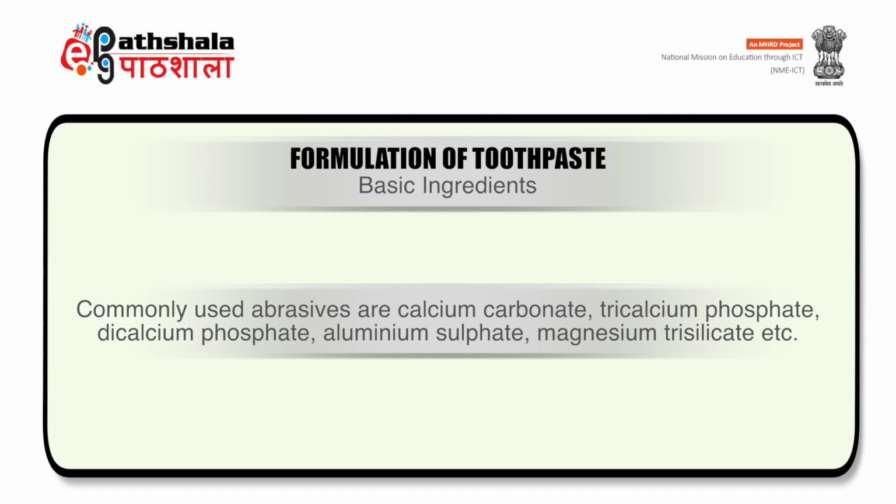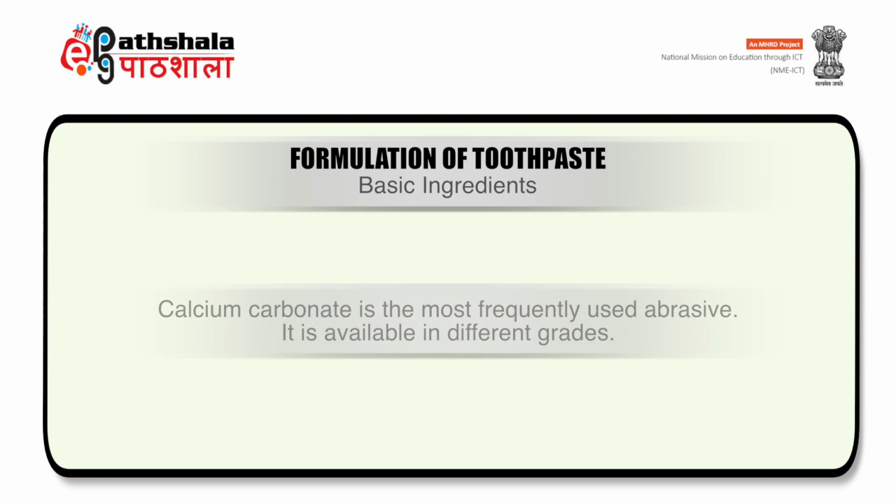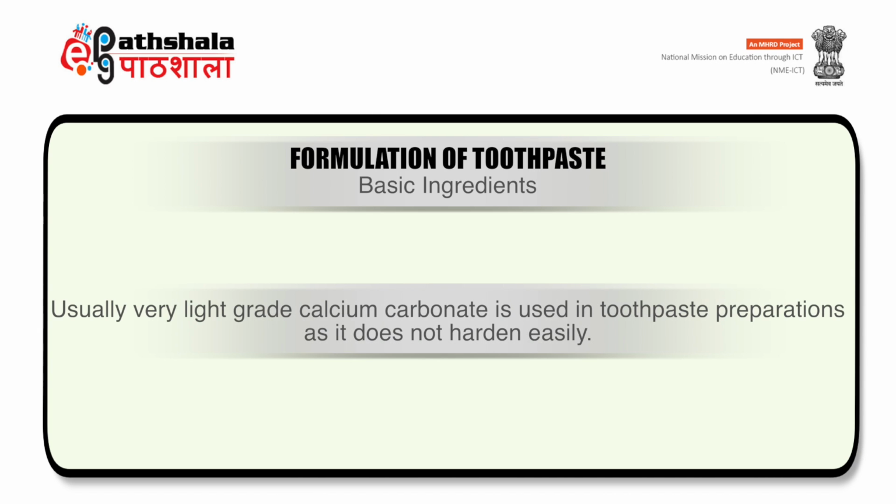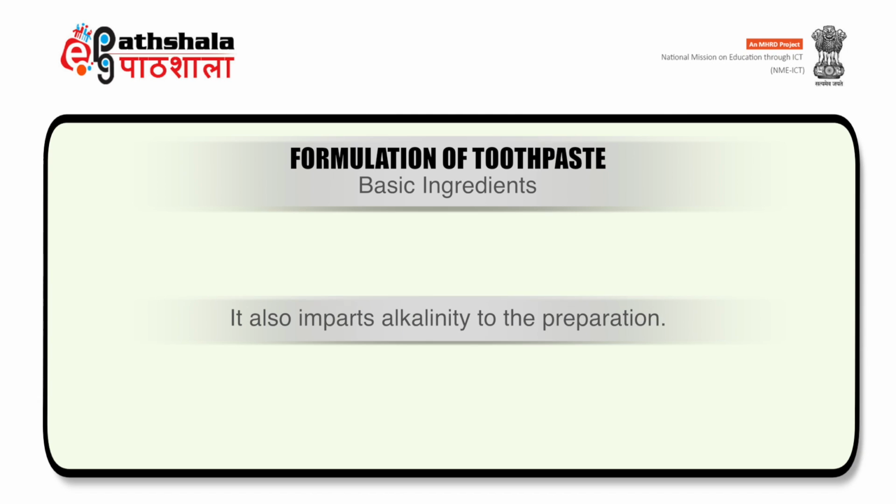Commonly used abrasives are calcium carbonate, tricalcium phosphate, dicalcium phosphate, aluminum sulfate, magnesium trisilicate, etc. Now, calcium carbonate is the most frequently used abrasive. It is available in different grades. Usually, very light grade calcium carbonate is used in toothpaste preparations as it does not harden easily. It also imparts alkalinity to the preparation.